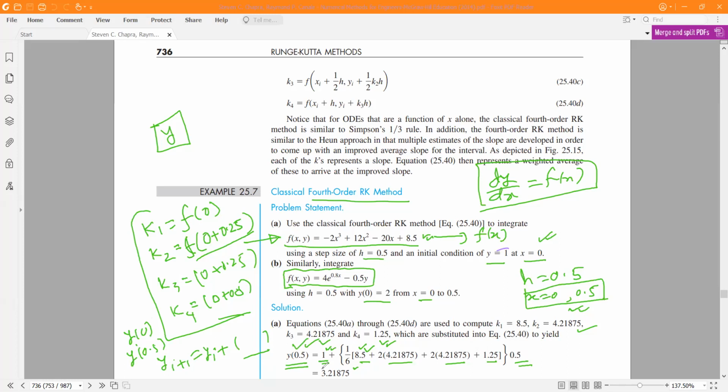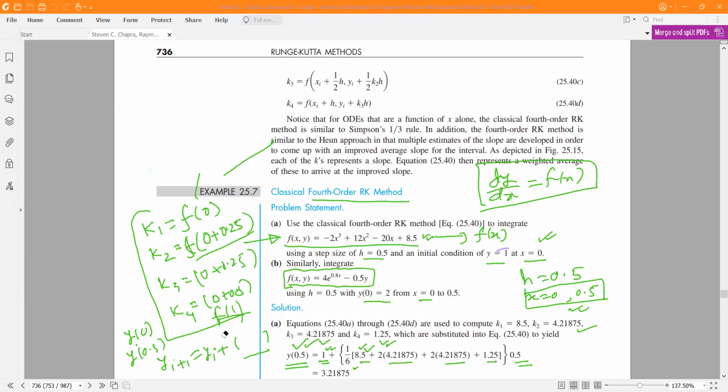Then if you want to calculate y1, what do you need to do? You have to repeat this procedure with your xi values replaced. Initially it was 0, now it will be equal to 0.25. That means in the next step, your K1 should be calculated at 0.5, your K2 and K3 should be calculated at 0.75, and your K4 should be calculated at F1, isn't it?